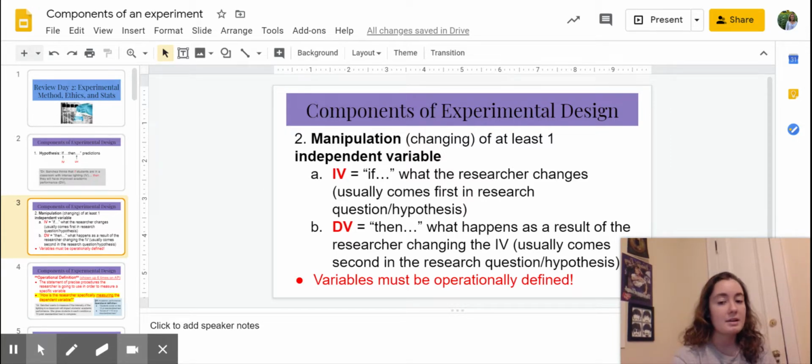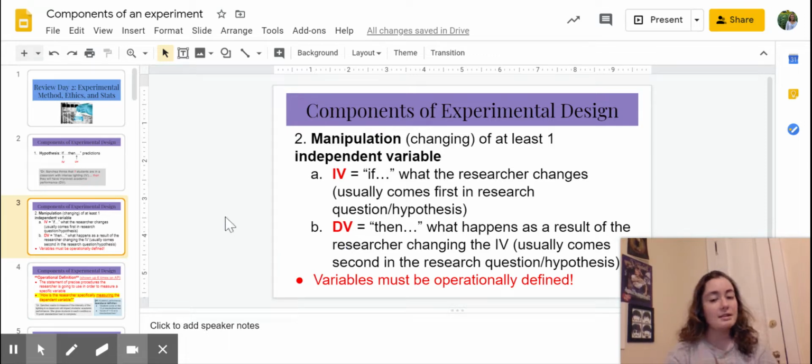So again, the independent variable is the if, it's what the researcher changes. The dependent variable is what comes as a result of the researcher changing that independent variable, right? It's the dependent variable because it's dependent on the independent variable. So if the independent variable changes, the dependent variable changes with it.